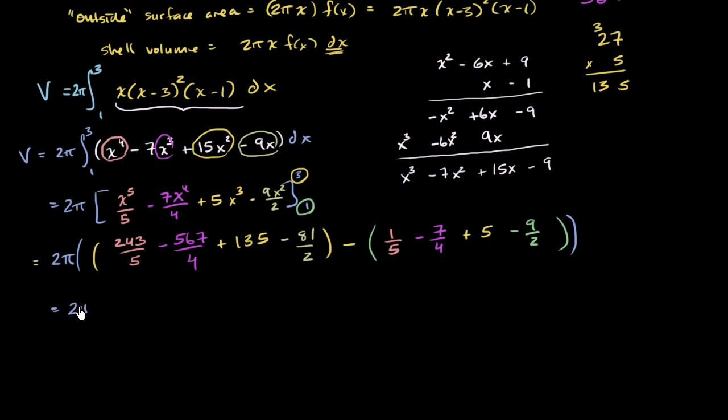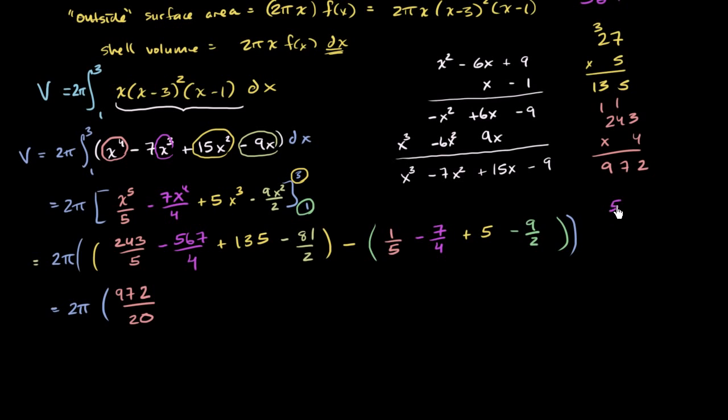This is going to be equal to 2 pi times, and if we wanted to find a common multiple here, it looks like it would have to be 20. Least common multiple of 5 and 4 and 2 is 20. So 243 over 5 is the same thing as 243 times 4. 3 times 4 is 12. 4 times 4 is 16, plus 1 is 17. 2 times 4 is 8, plus 1 is 9. So we have 972 over 20.